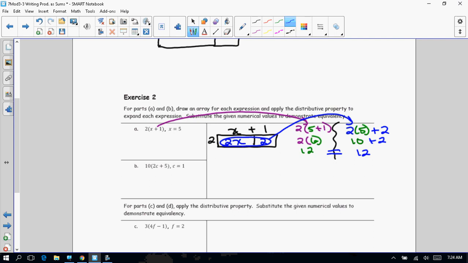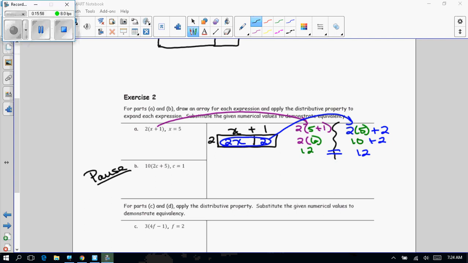What I want you to do is hit pause. I want you guys to do B, just like I've done the last couple examples. Okay, give it a shot. Do it on your own. Hit pause.